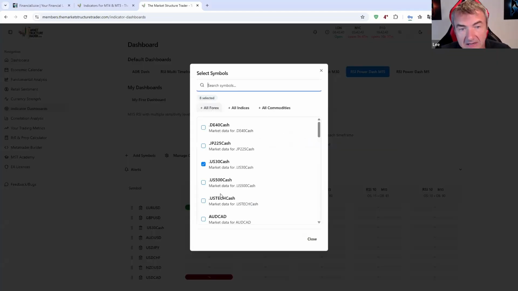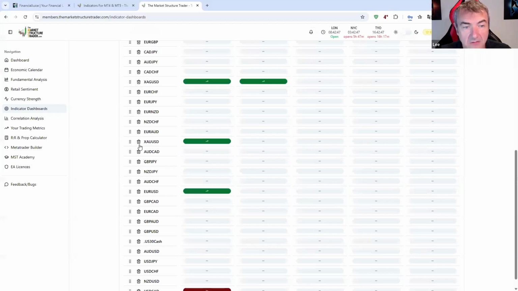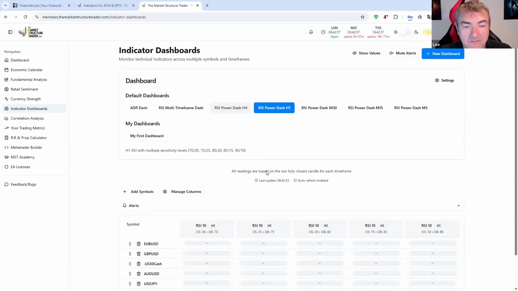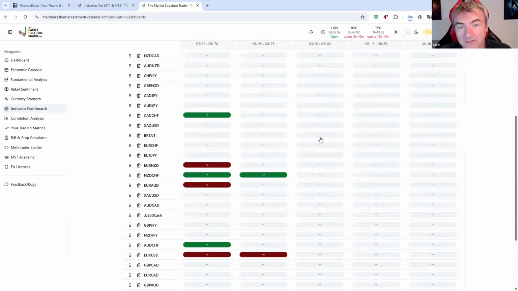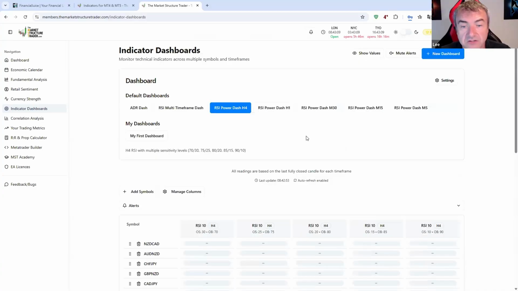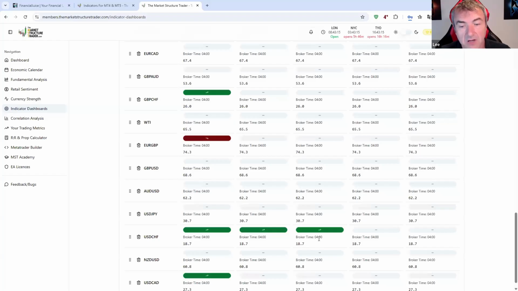You can select symbols, you can add all forex symbols in there. Let's add all those in, so we can see at the moment gold and silver have been moving quite nicely. You've got the 30-minute, the hourly, and the 4-hourly as well. On the 4-hourly, US dollar Swiss has had a very big move. That's below the 20 level. If you want to see the actual data, you can click show values and it will pop open the data window to show you the actual reading. At broker time 04, which is the last closed 4-hour candle, that was sitting at 18.7. So good buy opportunity on the US dollar Swiss.